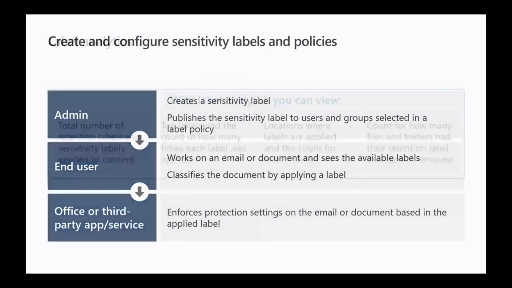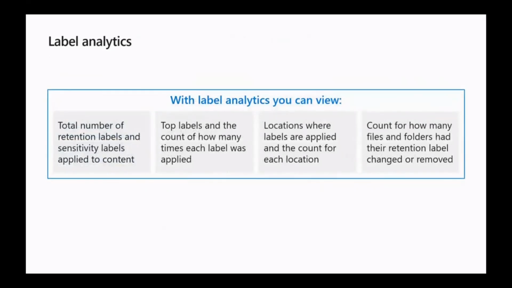So now, label analytics. With label analytics, you can view the total number of retention labels and sensitivity labels applied to certain types of content. You can also see the top labels and the count of how many times each label has been applied, the locations where labels are applied and the count for each location. You can also count how many files and folders had the retention label changed or removed, and even who changed that label, if needed. For example, whether it was performed by an administrator or a user, and what the purpose was for the modification of that label.